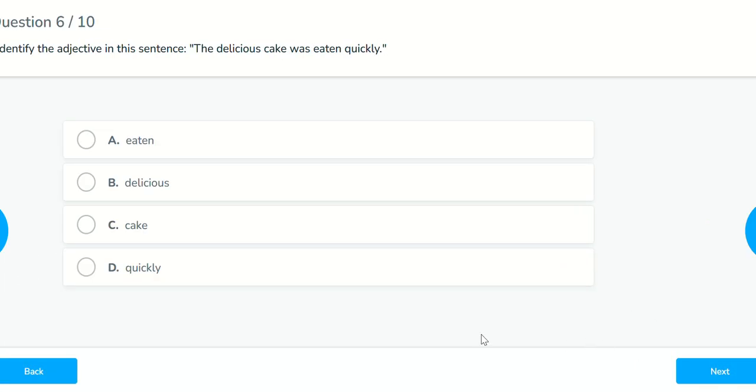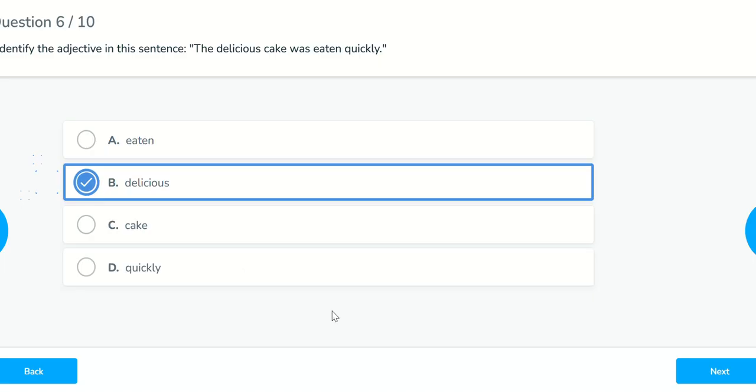Identify the adjective in this sentence. The delicious cake was eaten quickly. Our noun is cake. So the adjective is going to be delicious. That means it was very good, very tasty.